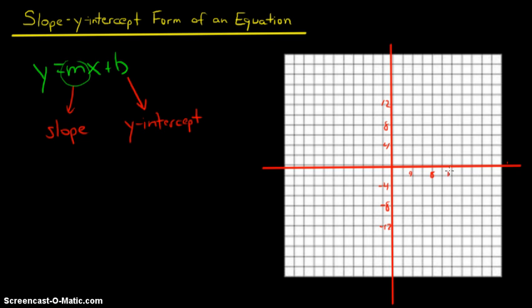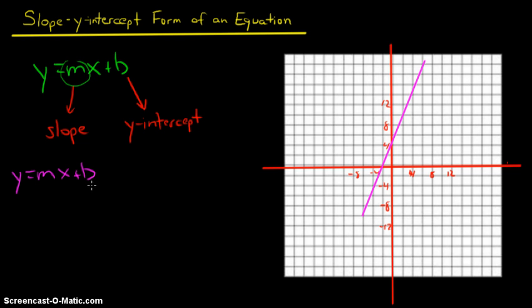And so let's say I give you a line that looks something like this. Okay. I give you that line and I say, find the equation for that line. Well, it's a line, so we know that it's linear. And because it's a linear relation, we can put it in slope y-intercept form. So that's going to look like y equals mx plus b.